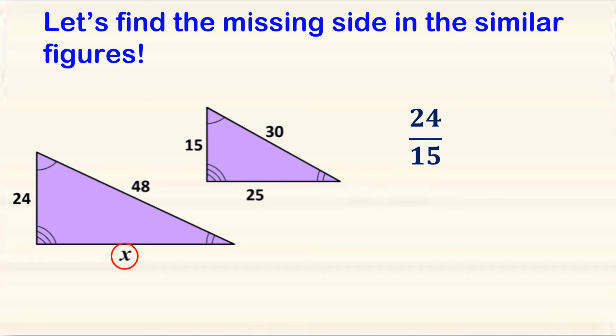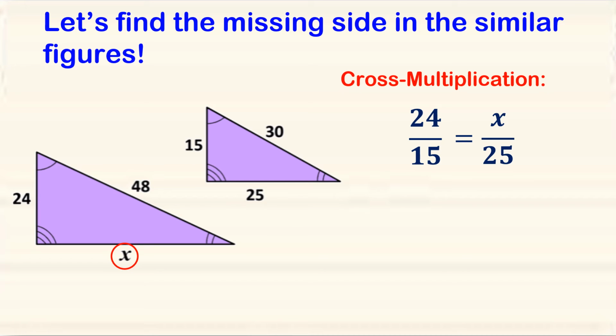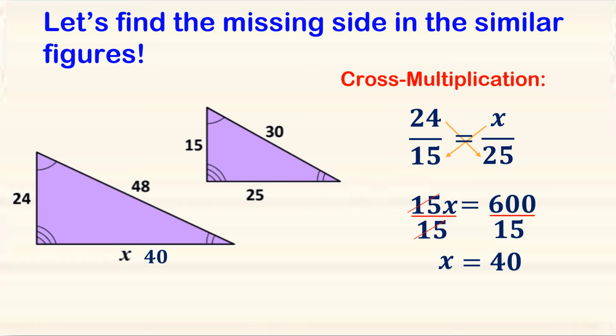Here we have 24/15 because 24 corresponds to the side which measures 15. And then x corresponds to 25, so we have x over 25. Then we are going to cross multiply. We use the cross multiplication method. X times 15 is 15x, and 24 times 25 is equal to 600. Here, we divide both sides by 15, then cancel. So x is equal to 600 divided by 15, which is equal to 40. So x here is equal to 40.